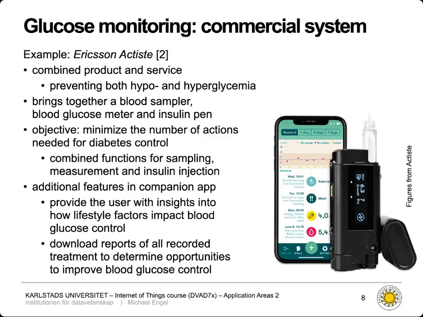And of course, you have a companion smartphone app that not only informs you when an action is needed, but it also gives you insight into how your lifestyle maybe impacts blood glucose control. So you can actually check more or less immediately after you've eaten something what the impact of this food on your blood glucose levels is. And you can also download reports of all the treatments, so you can determine opportunities to improve blood glucose control. So essentially to improve your lifestyle considering your medical condition.